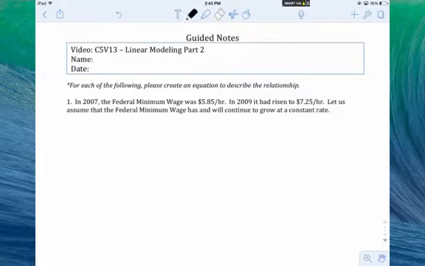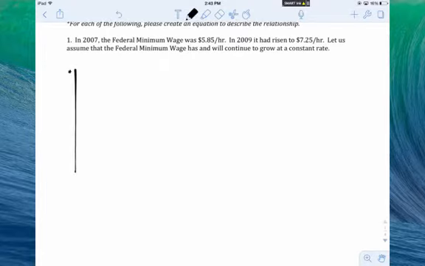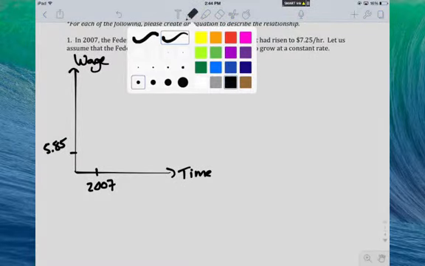Okay, and speaking of which, the first thing I always like to do is draw a quick picture to describe what's going on. So I'm going to draw a rough sketch of a graph. I think we can agree that our independent variable right now is going to be, I'm going to leave it as time. We're going to have to give it a more specific variable name later, but let's just leave it as time for now. And the minimum wage is going to be our dependent variable. Okay, so in the year 2007, I think that the minimum wage was $5.85 an hour. You can see this is a totally rough sketch, but if we were to draw a graph of this situation, it would definitely have that point on it.